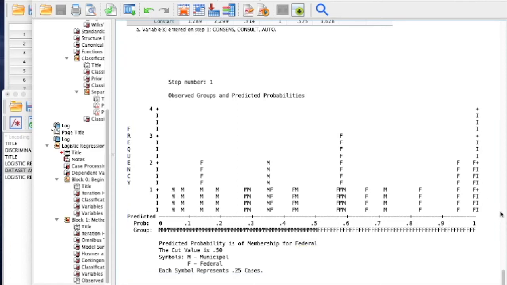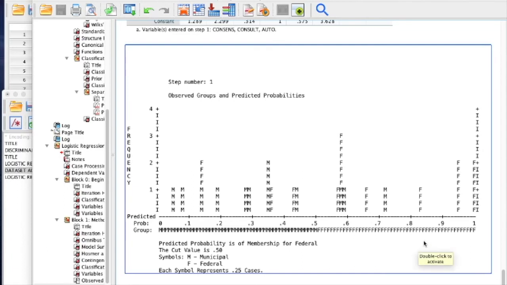So remember, essentially a logistic regression is just a normal regression with a binary outcome variable, where it's either yes or no, municipal or federal, one or the other. How it does this is essentially, instead of giving you a continuum for that outcome variable, it creates a probability of how likely it is that it belongs to the other group.